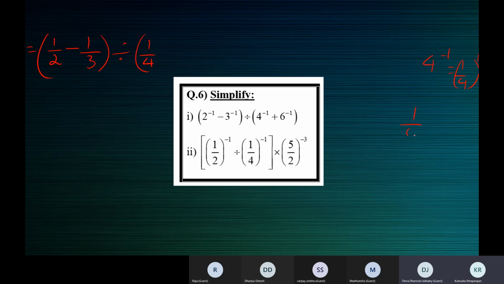It will be 1 by 4 to the power 1. When the power is 1, you don't have to write it. That's why we didn't write the power. 1 by 4 plus 1 by 6. Now we just have to take the LCM here and do it. I'll show you the answer. You can take it down. Let's do the second one.